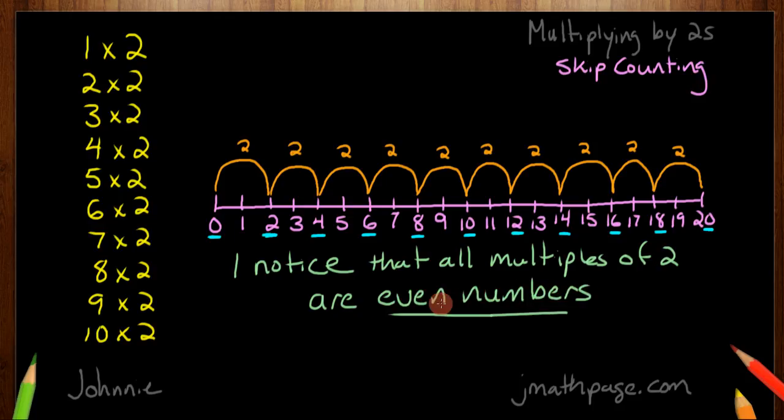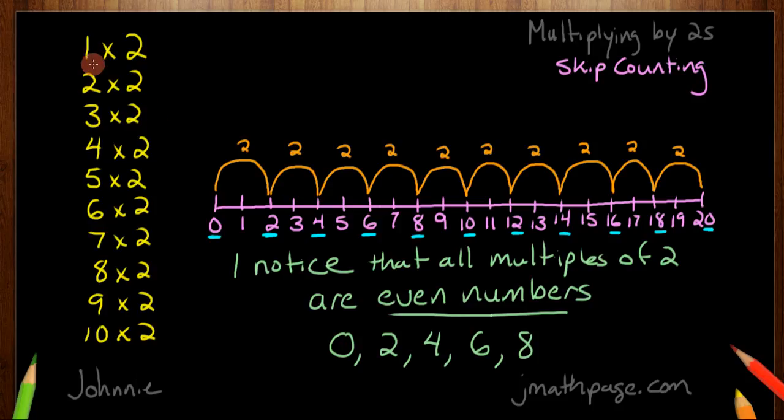Now that's important. If I go back up here, I see I don't end up on 1 or 3 or 5 or 7 or 9. Those are all odd numbers. So when I'm thinking about my multiples of 2, they always have to end in 0, 2, 4, 6, or 8.